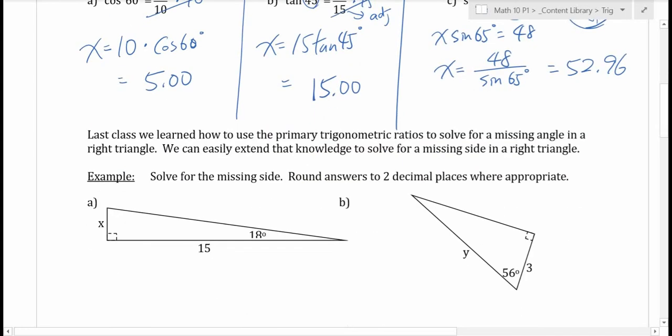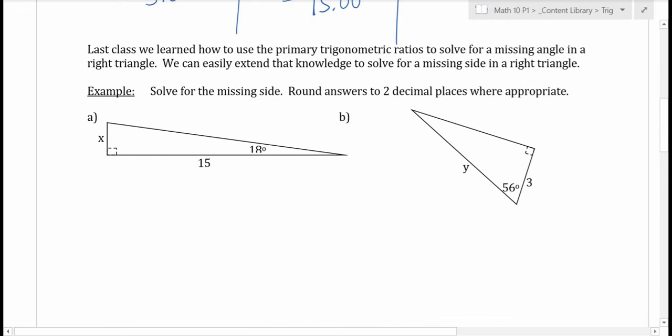So let's practice here. It says solve for the missing side, round answers to two decimal places where appropriate. Here is the triangle. Again, the first step, remember, is to name the sides. Here's the angle, 18 degrees. There is the opposite side. Here's the 90-degree angle, therefore that's the hypotenuse. And this is the adjacent.